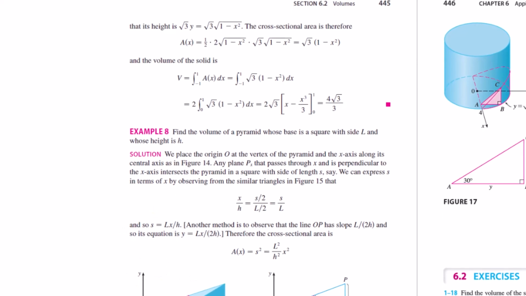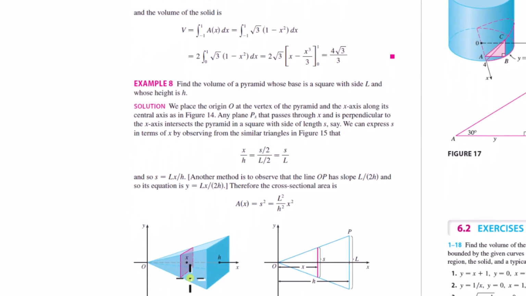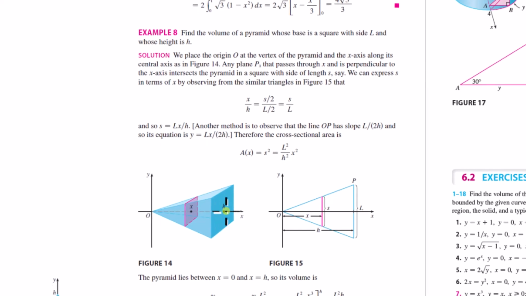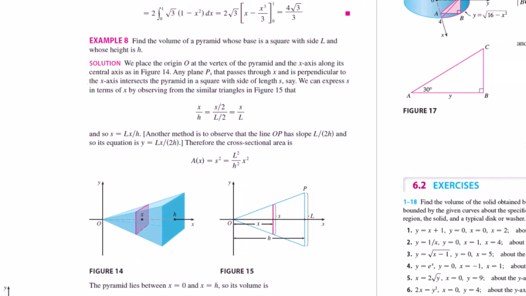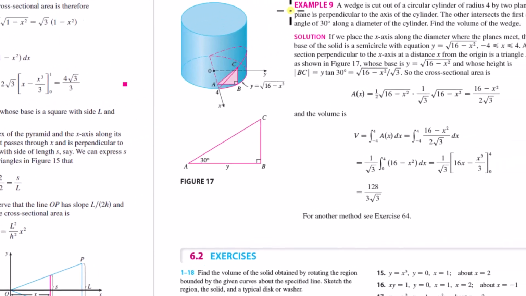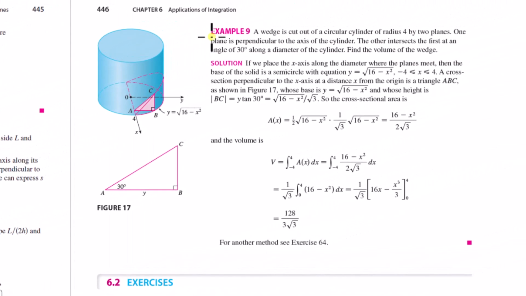They give another example here of a pyramid, finding the volume of a pyramid. This is easy, right? You have to get a formula for the side length of a cross-sectional square that cuts through the pyramid at each position x. Get your differential element and then integrate it. So we'll work a bunch of examples like this. Here it says a wedge is cut out of a circular cylinder of radius 4 by 2 planes. We're going to work a bunch of examples.